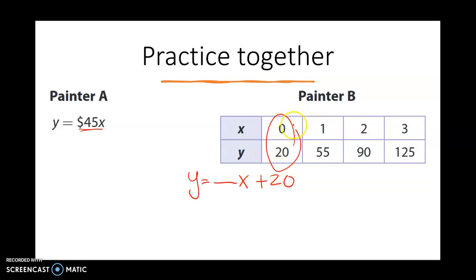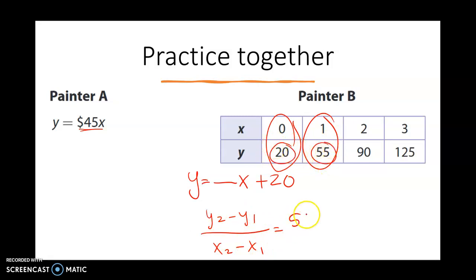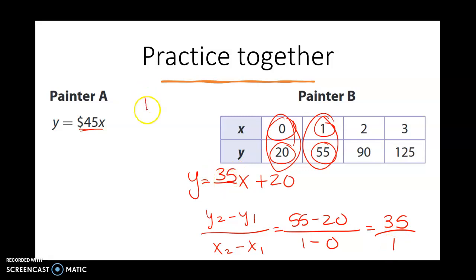Then to calculate slope, we're going to subtract these: y2 minus y1 over x2 minus x1. So I have 55 minus 20, and then 1 minus 0. 55 minus 20 is 35, and 1 minus 0 is 1, so my slope is 35. So painter B is y equals 35x plus 20.